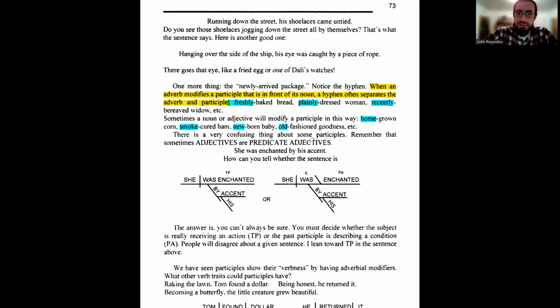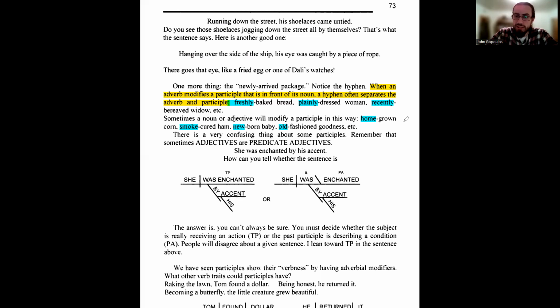Now, sometimes a noun or adjective will modify a participle in this way. So homegrown. Home, right? What kind of word is that? It's a noun, and it's modifying the participle. It's a little strange, I know. And then there's a noun after it. Homegrown corn. Smoke-cured ham. Ew. Newborn baby. Old-fashioned goodness.